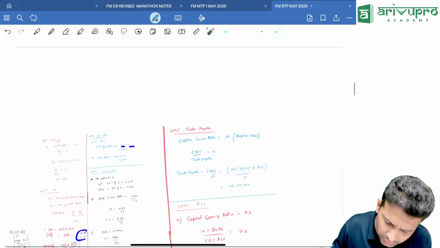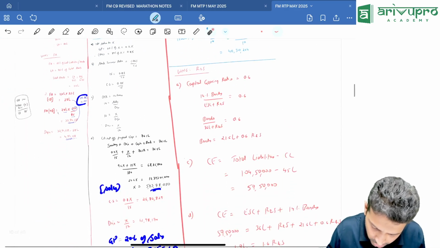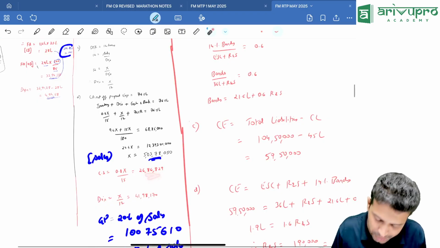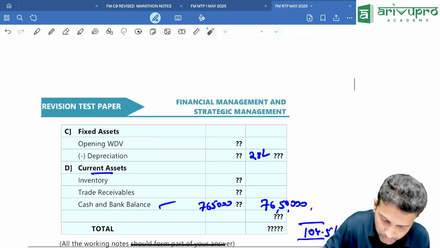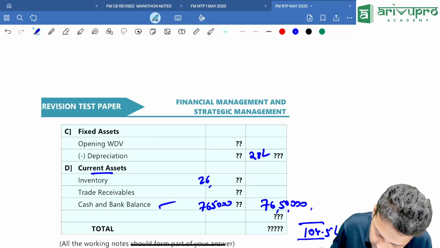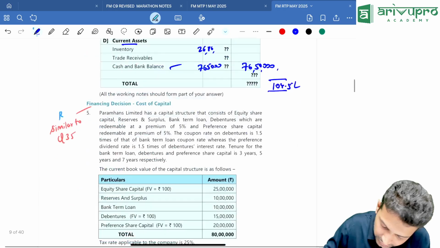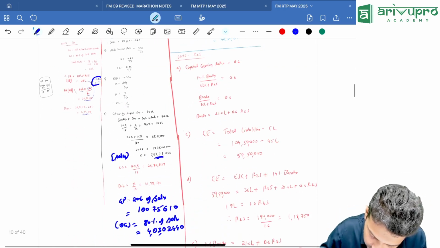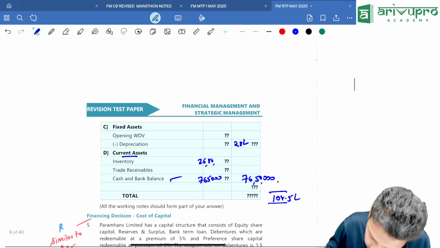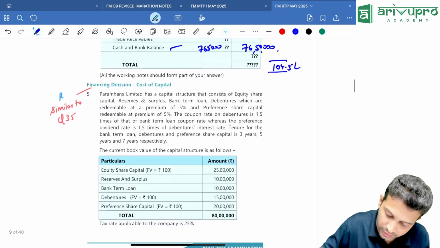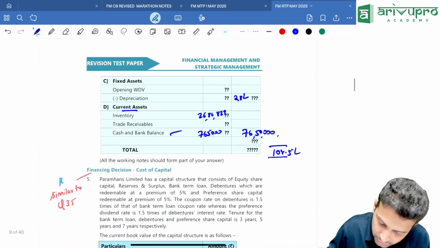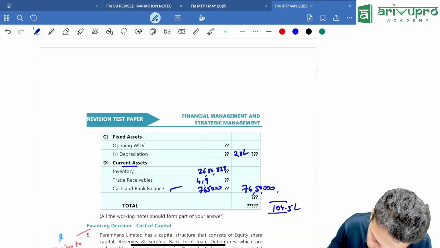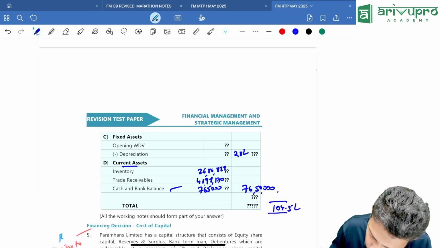Let's go ahead and fill our balance sheet. How much is the stock we got? Closing stock is 26 lakh 86,829. Then trade receivable was how much? Trade receivable was 41 lakh 98,170. I mean, this is fully completed.